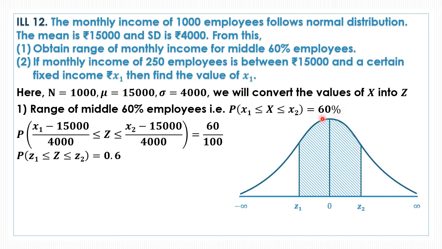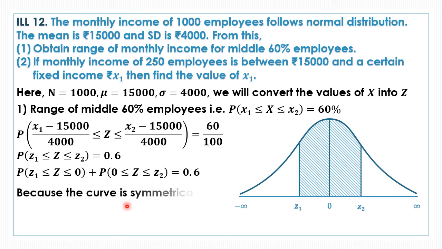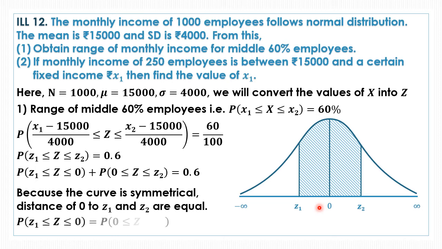You just divide 60% with 2. So z1 to z2 is 0.6. So when you divide it with 2, okay, you are adding these two values, right? When you divide it with 2, because the curve is symmetric and distance of 0 to z1 and 0 to z2 will be similar, you will get z1 to 0 is equal to 0 to z2 is equal to 0.3. So area from z1 to 0 will be equal to area from 0 to z2, and both of them will be 0.3. So now we will calculate it using individual values.